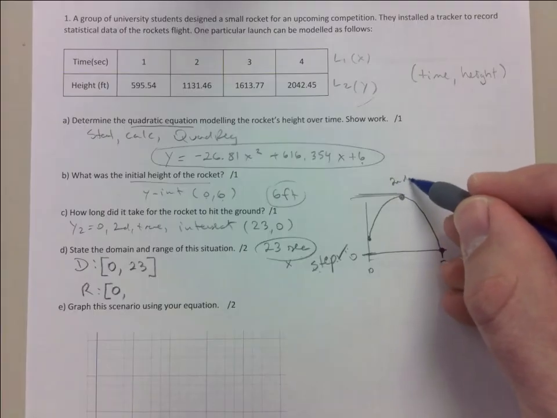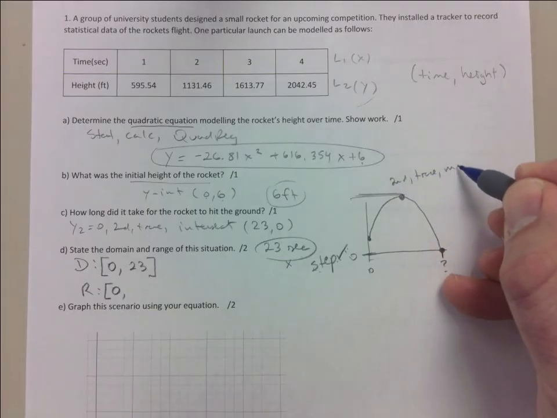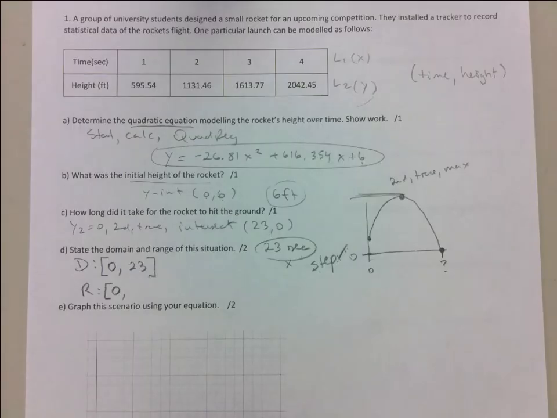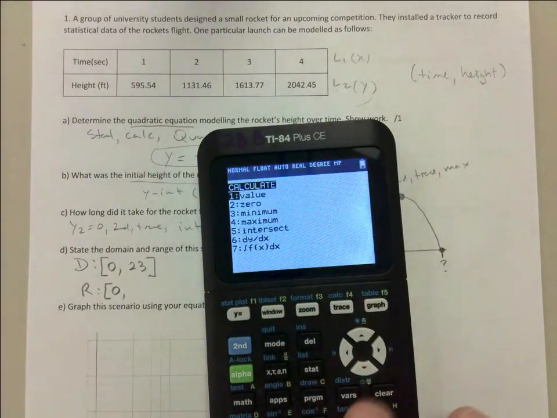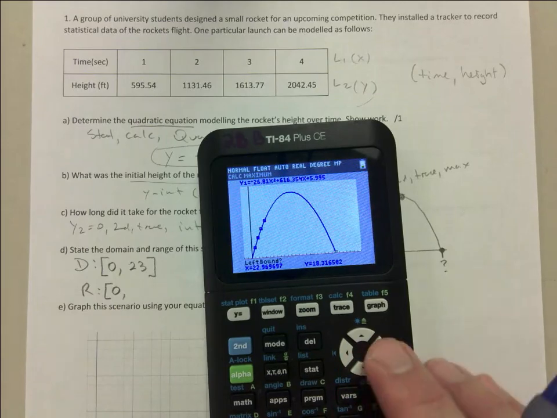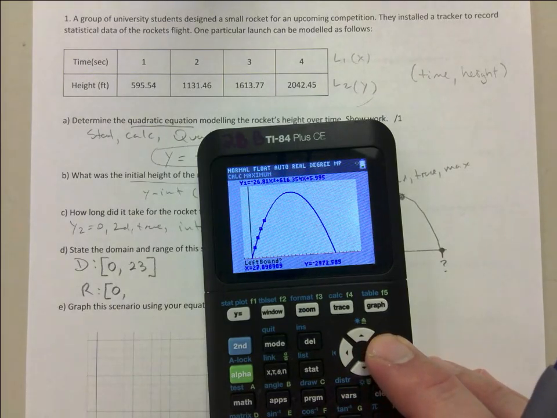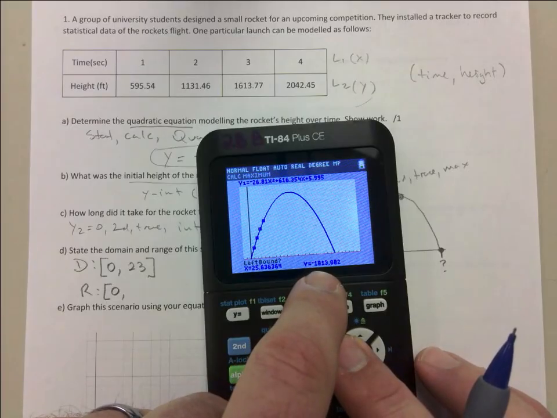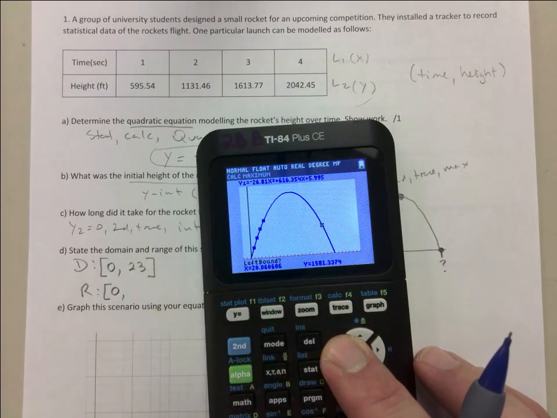This is a max, right? So second trace max. You're going to get a mark for this, by the way. Second trace max. My cursor is in the negatives. I can't even see it, so I have to bring it up, right? So there you go.